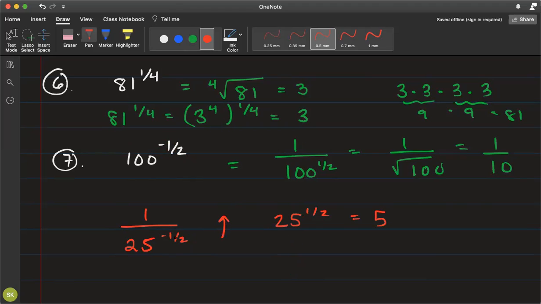So negatives, you can make them positive by pushing them up or pushing them down depending on where that negative is. So if you have a negative in the denominator, push it up. So this is the same thing as 25 to the 1/2 over 1, but you get 5.